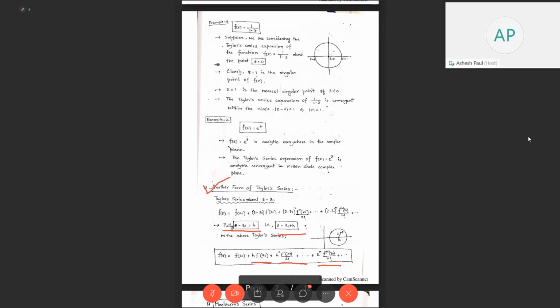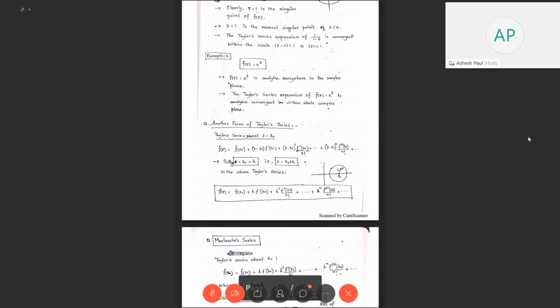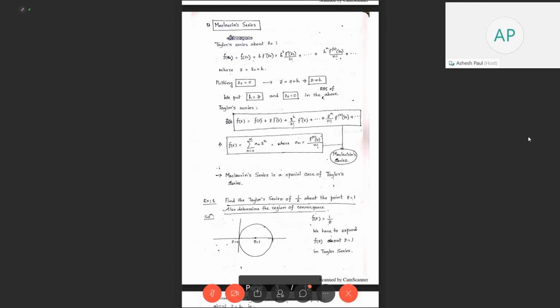Therefore, we are giving this form. Now, let's go to Maclaurin series. Maclaurin series is a special type of Taylor series. That is, Maclaurin series can be developed from Taylor series. Okay. Now, what is Taylor series about the point Z0?